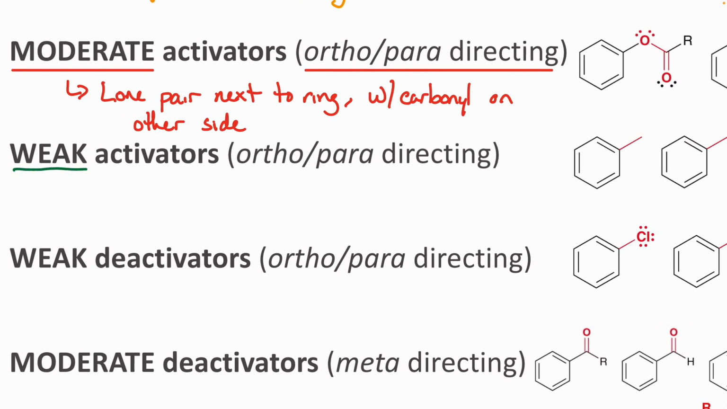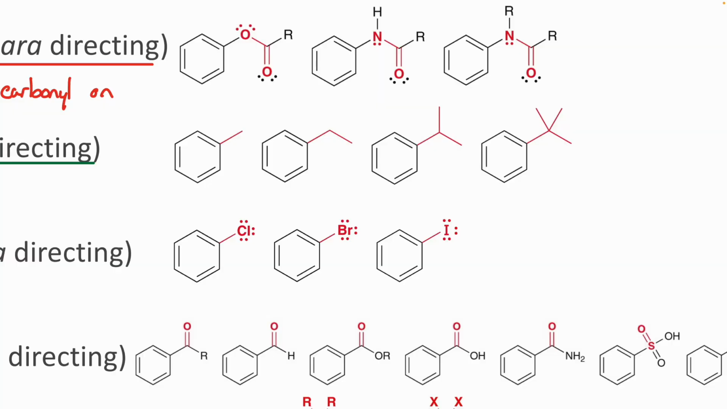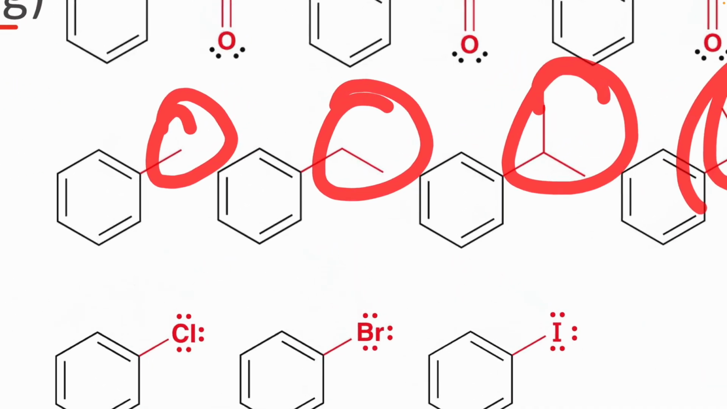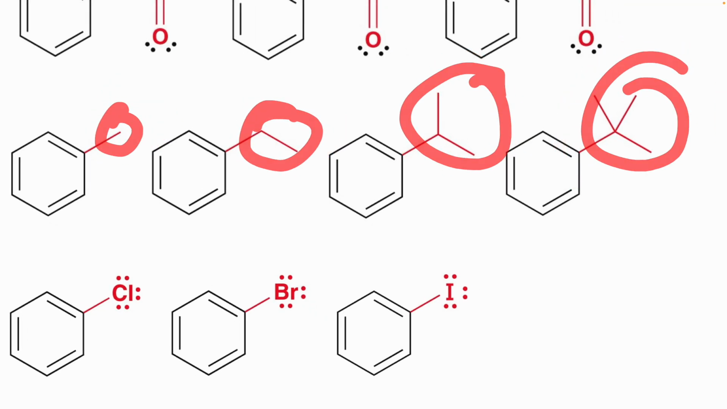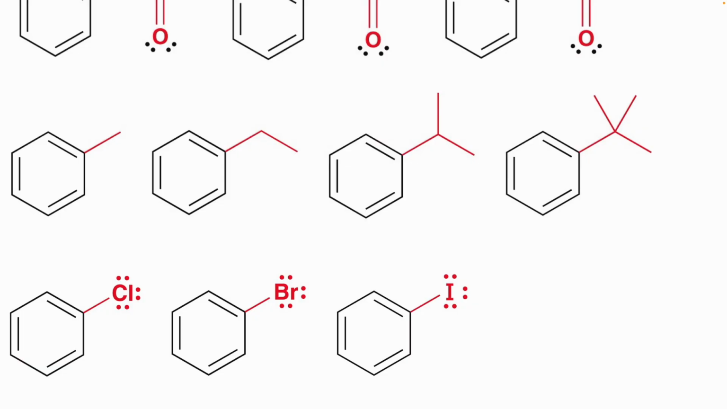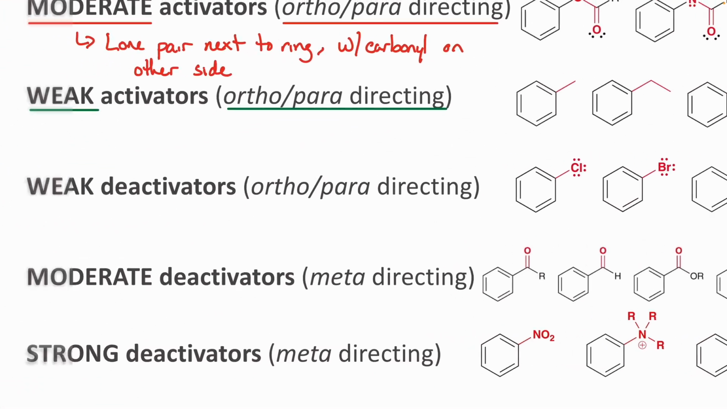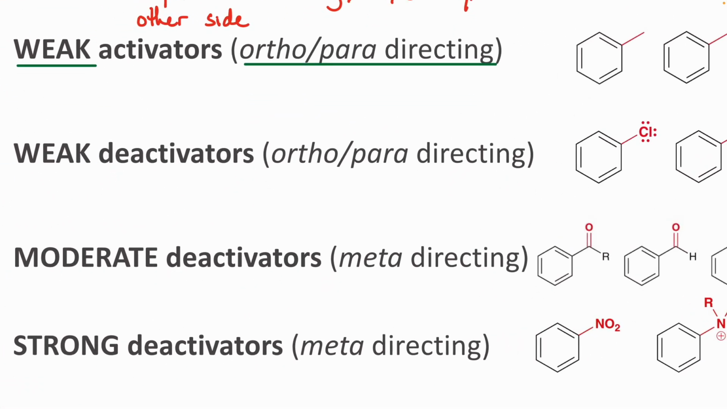Our next category are these weak ortho-para directors. And what do these weak ortho-para directors all have in common? What are we looking at here? What atoms are in all of these groups here? Hydrogens and carbons, right? These are just these alkyl groups. Carbons and hydrogens, all single bonds. All right, so these weak activators are alkyl groups.